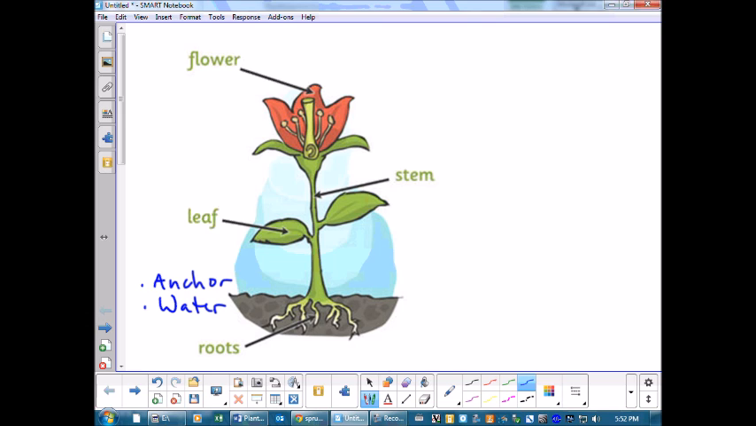Okay. Let's go to the leaf. What do the leaves do? Plants, when they first start off, their seedlings, they have huge leaves. Very, very important to produce leaves first. Okay. Any ideas as to why?